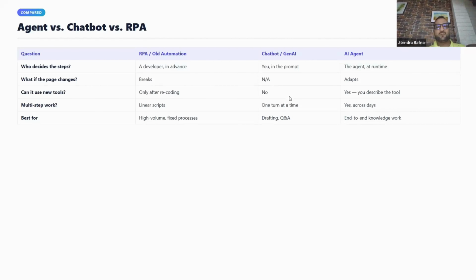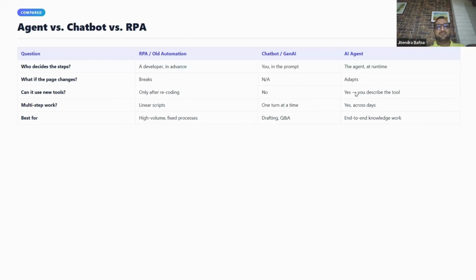A chatbot with Gen AI doesn't support that, right? But yes, in an agent you can describe the tool. You just have to describe what that tool does, and then the agent will adapt that tool automatically. Multi-step, RPA is a linear script, right? So we have defined steps 1, 2, 3, 4, 5, and it will follow those steps. A chatbot works one turn at a time.